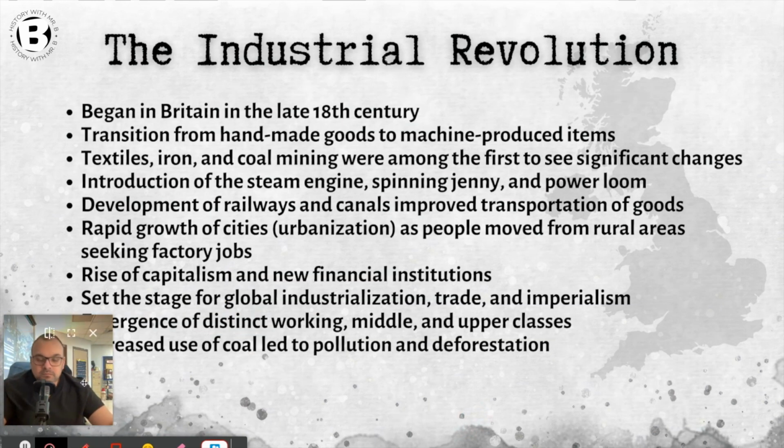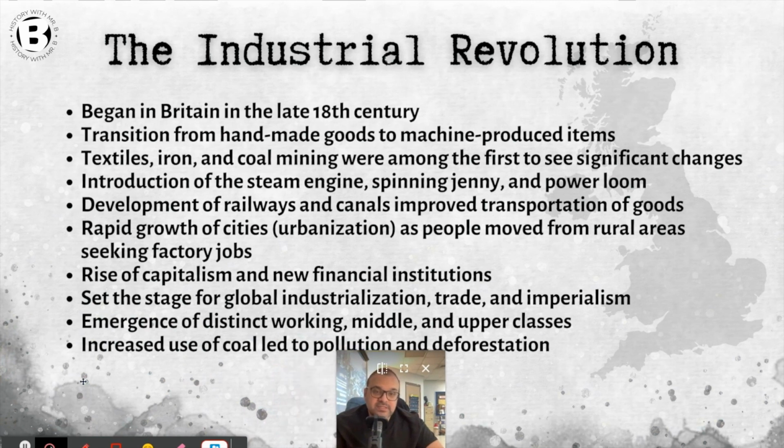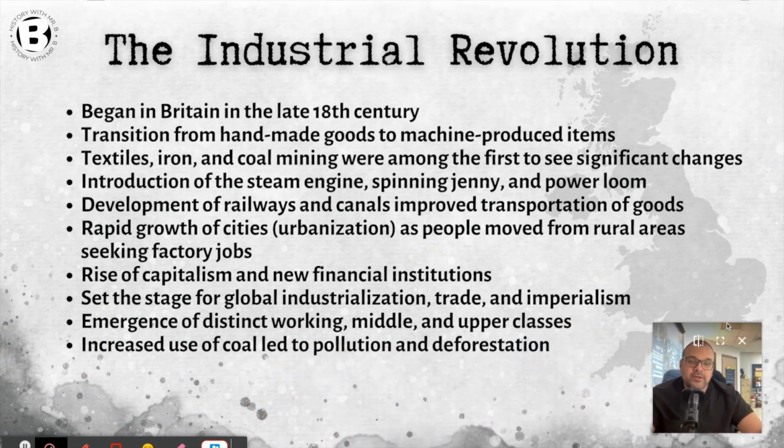Okay. And this list here is going to set us up pretty well for the remainder of the unit. So again, the reason we're talking about the Industrial Revolution, particularly in Britain, is because this is where it gets its start in the late 18th century, the late 1700s. Again, a transition from handmade goods to machine-produced items. We see textiles, iron, and coal mining as being the first to see significant changes. You see the development of railways and canals that improved the transportation of goods.